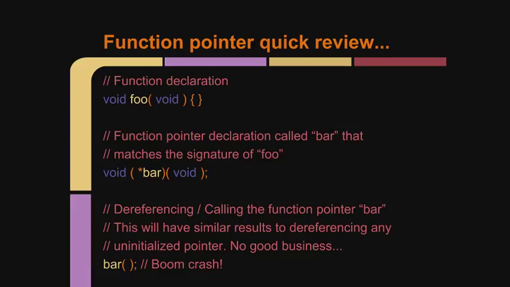Since we've not initialized the bar function pointer, it's just pointing at an uninitialized memory location. We don't really know where that's going to be for sure. It's almost certainly not going to be pointing at any particular function we would want. So no good business is going to happen when we dereference that bar function pointer. In fact, we're likely going to crash.